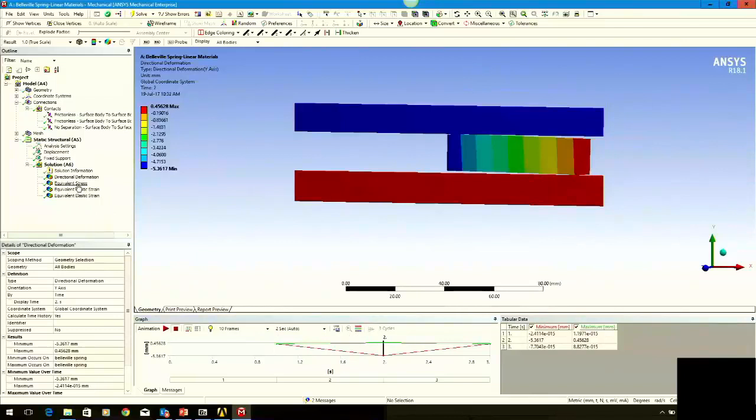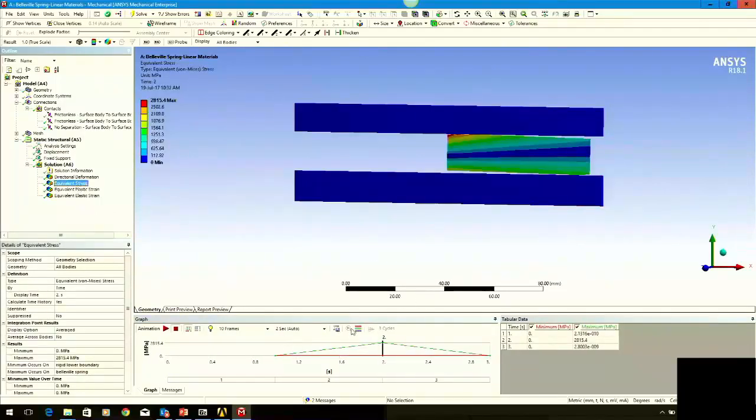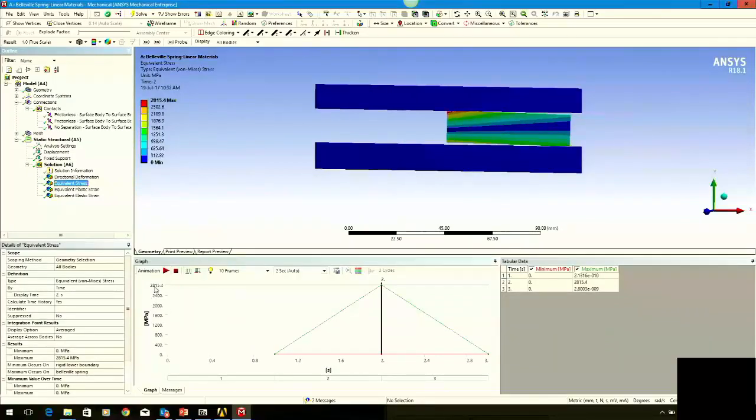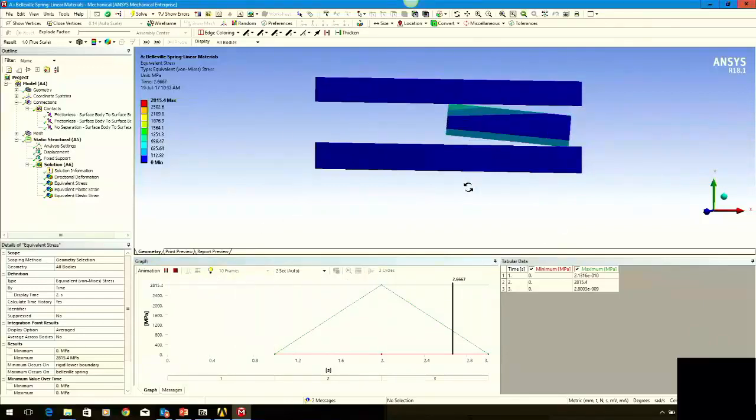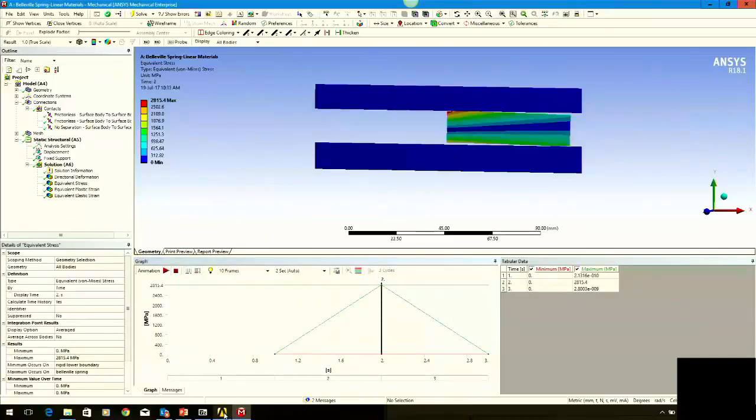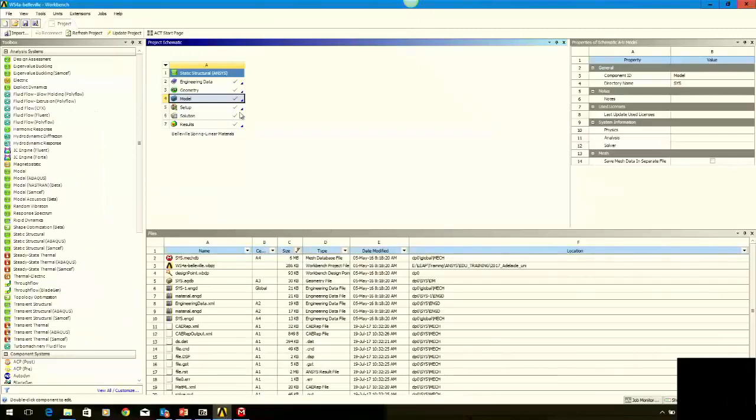Okay, if we look at the stress, okay, so our stress goes up to nearly 3,000 megapascals. So obviously that's quite unrealistic. Okay, so to make this model more realistic, we need to add nonlinear material properties.